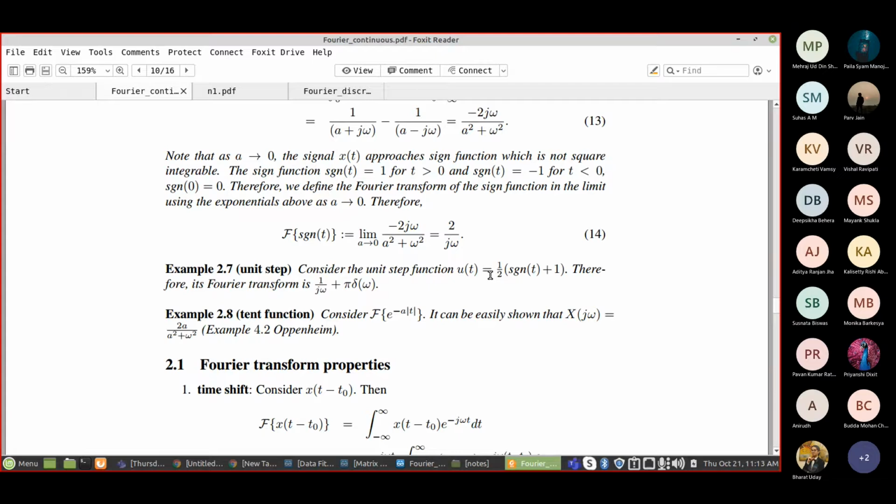Okay. And now the Fourier transform of the step function follows from linearity. We know the Fourier transform of the sign function, which is 2 over j omega, and we also know that the Fourier transform of 1 is 2 pi times delta of omega. So the 2 factor is cancelled with this half factor, and this is the Fourier transform of the unit step.